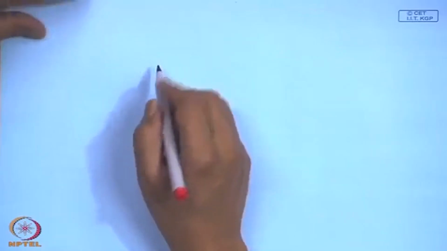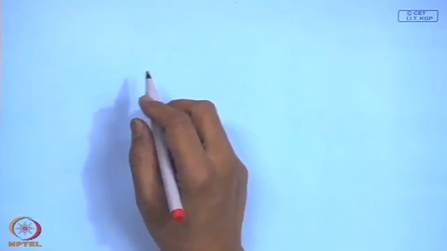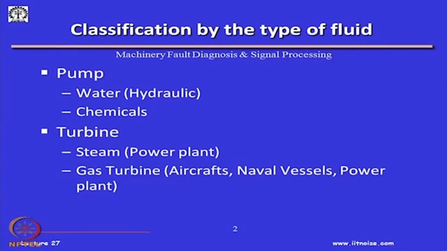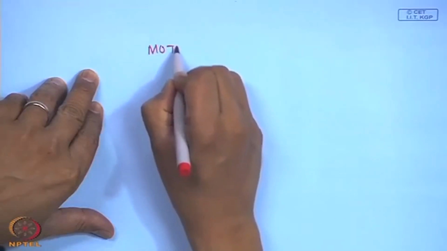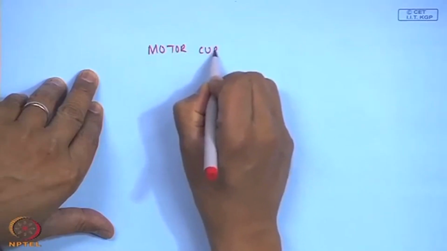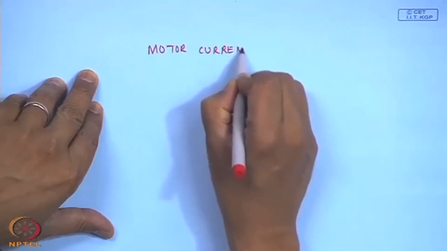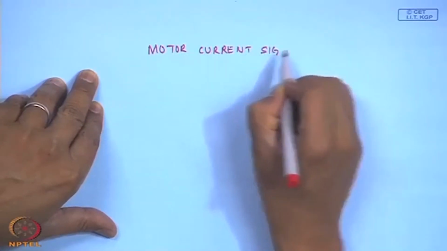But another important technique of finding out faults in turbines is what is known as motor current signature analysis.